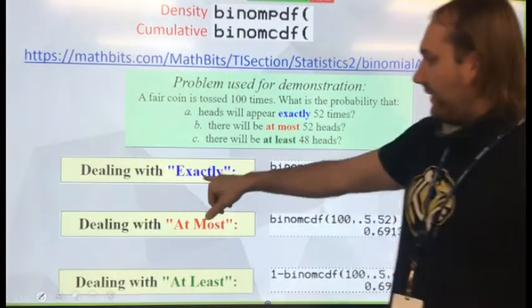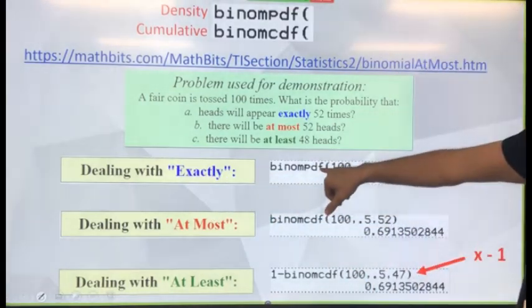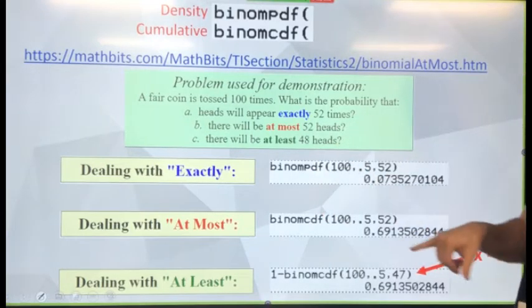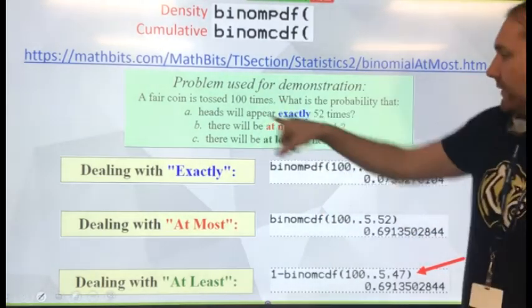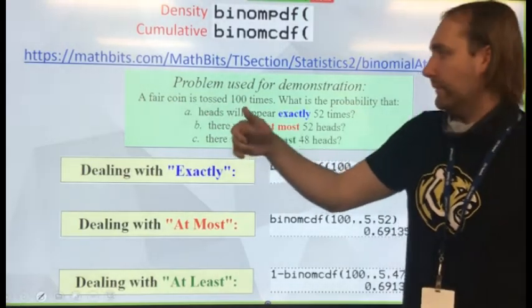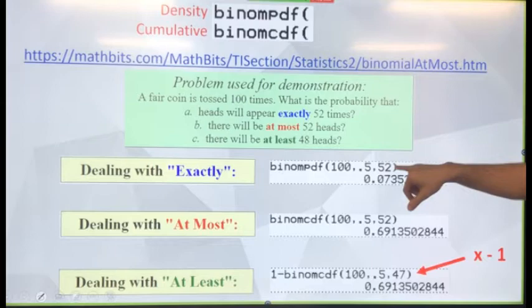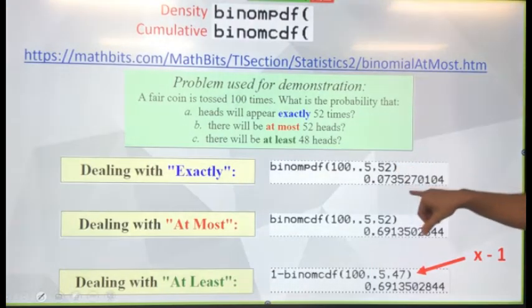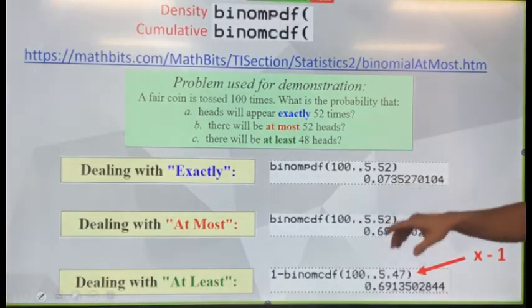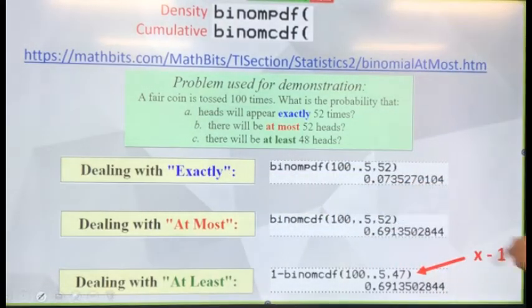So how would you solve these types of problems using binomial? Well, when you're dealing with exactly, that's when we're going to use the PDF like we have been using, right? I want to find exactly 52 times. So my number of trials is 100. My probability is 0.5 because we're flipping a coin, heads or tails. And I want to find exactly 52. And it gives me about 7.4% chance. So exactly, you're going to use a PDF.